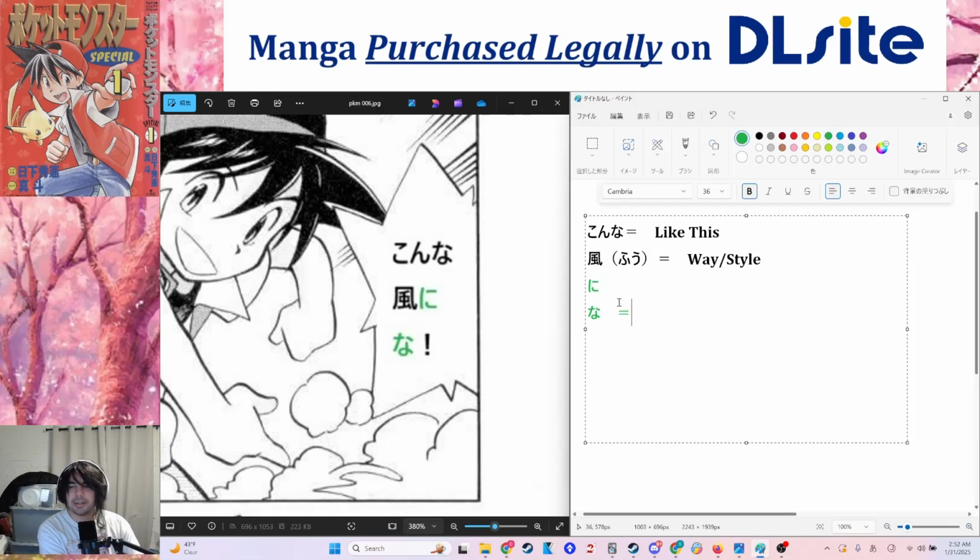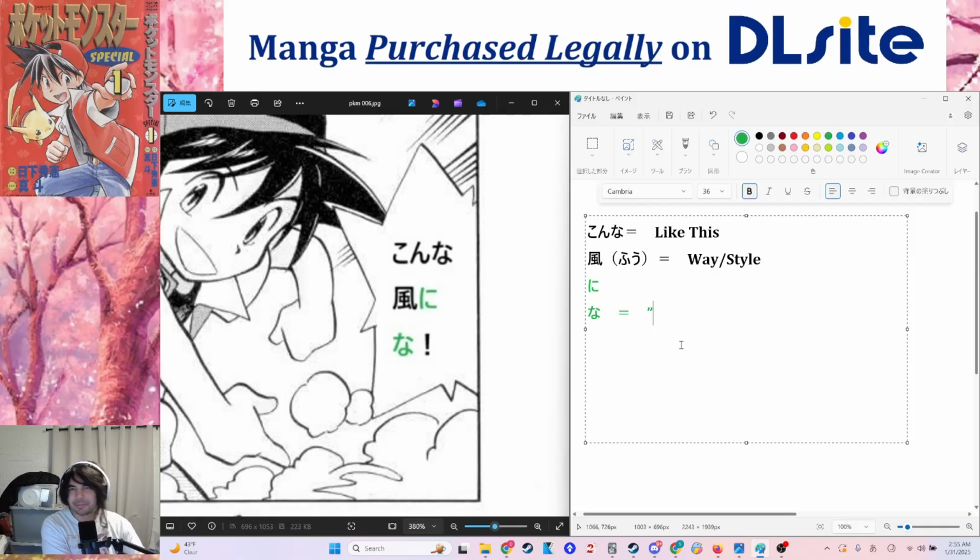Next up, we've got the na particle. This is going to be a little bit of a strange one because I will be completely honest with you. Even though I've gone through this manga multiple times, I'm not totally sold on which na is being used here because there are two different possibilities. The na that I'm pretty sure it is going to be the sentence ending na particle, which is basically sort of another offshoot of ne.